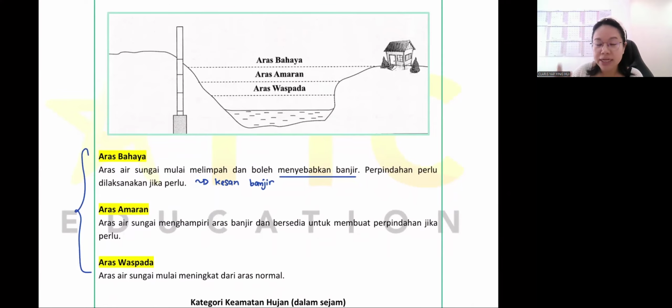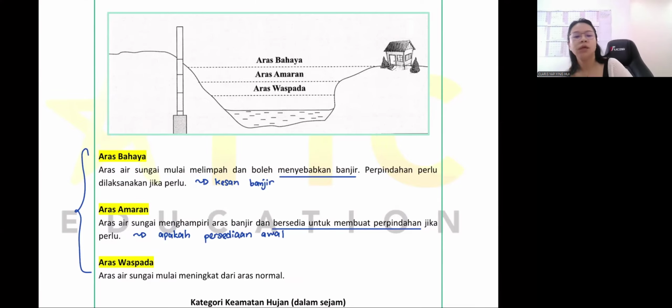Then number two, amaran is like warning. Warning means what? You have to like bersedia untuk membuat perpindahan, which is what is your persediaan other than just move. Apakah persediaan awal? Which is your documentation and everything. You need to keep them safe and like make sure it is like waterproof. So you know what's waterproof in BM? Test you all. What is waterproof in BM?